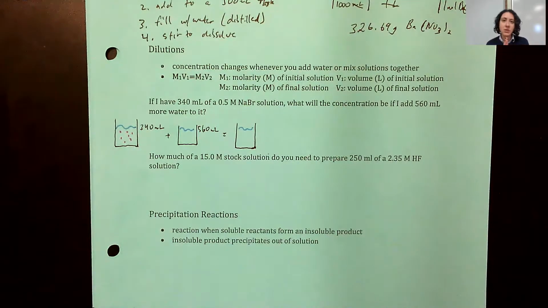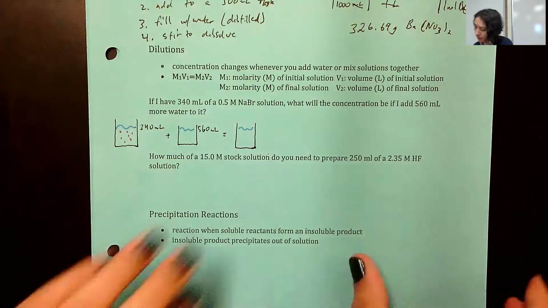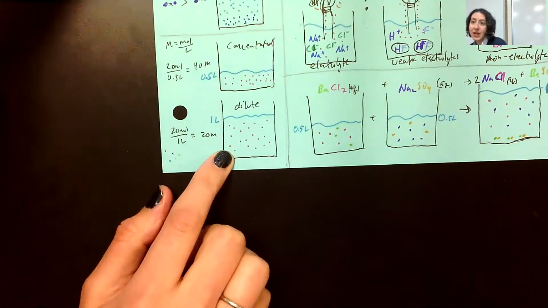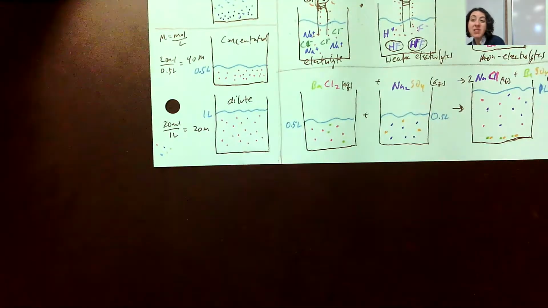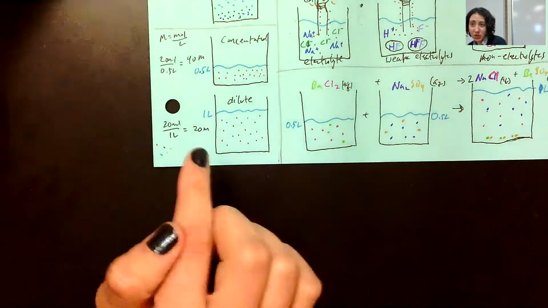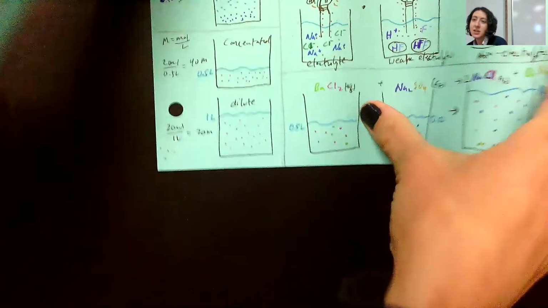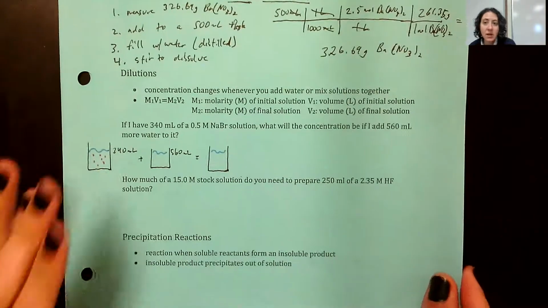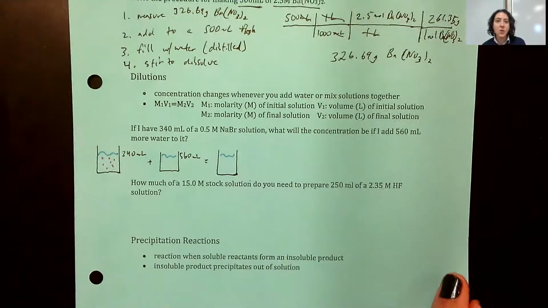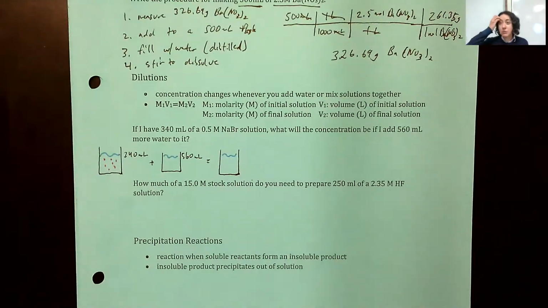Dilution is when you add water. Anytime you add water or you mix two solutions, the concentration is going to change. It's going to be diluted, going from very concentrated to more dilute. When adding water, you're not actually changing the amount of solute, you're only changing the amount of solvent. So that's what we're working with here. There is a formula that can help you do this, but you can also think of it conceptually. I'm going to show you both ways.